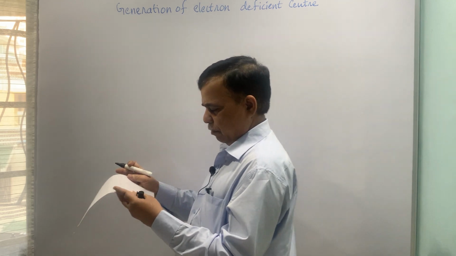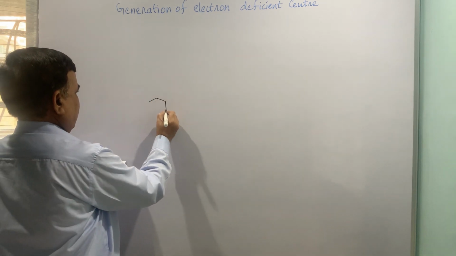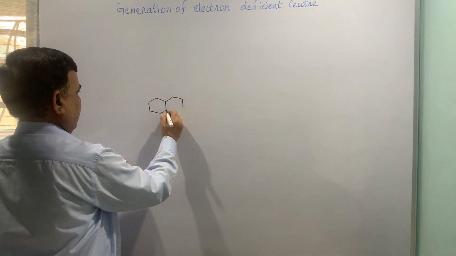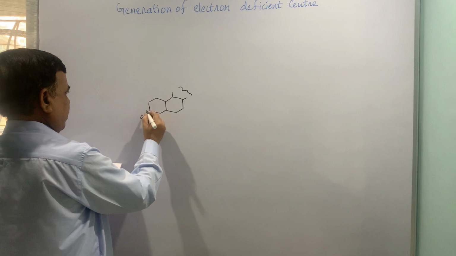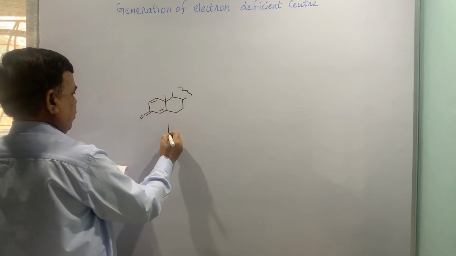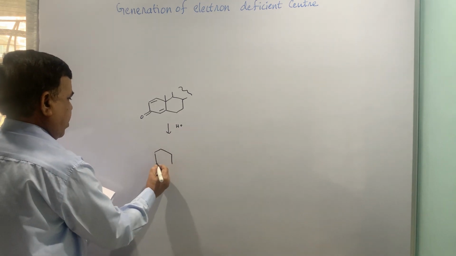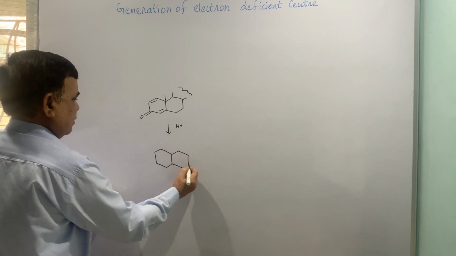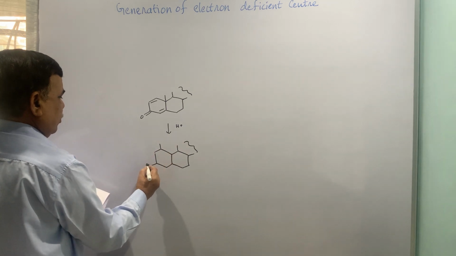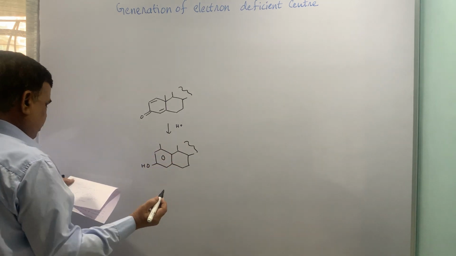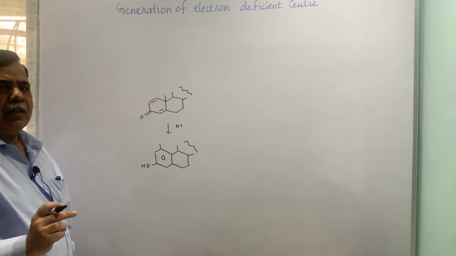Then one example on dienone-phenol type rearrangement. Now these examples are slightly different. I am not drawing the steroid here. Let me draw the ring which is important. Protonation of this gives you the product wherein methyl would be shifted here, OH will be here, and this ring will be an aromatic ring. So dienone becomes phenol. So dienone-phenol rearrangement.